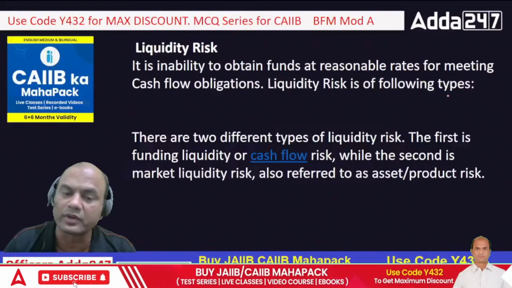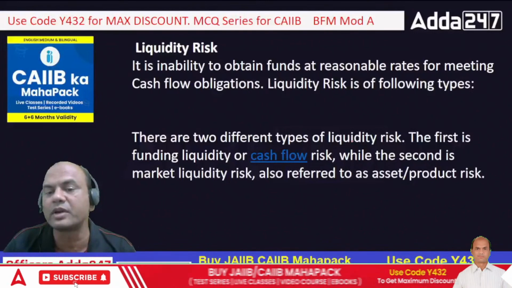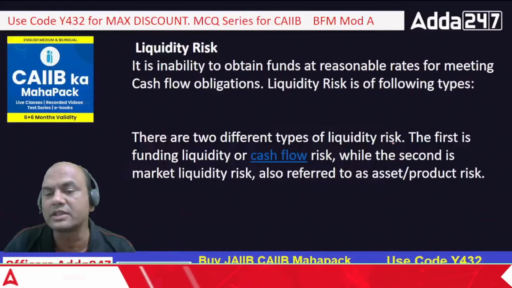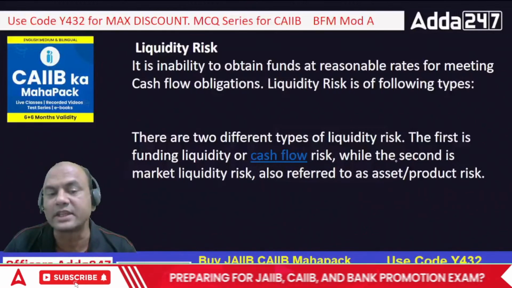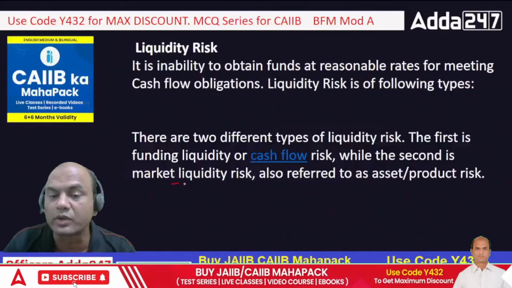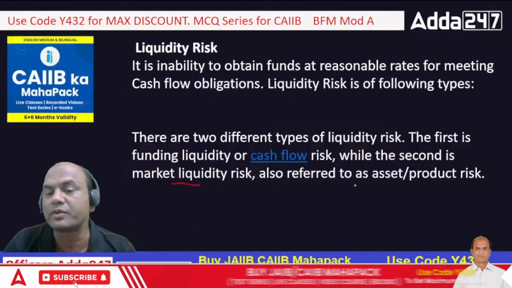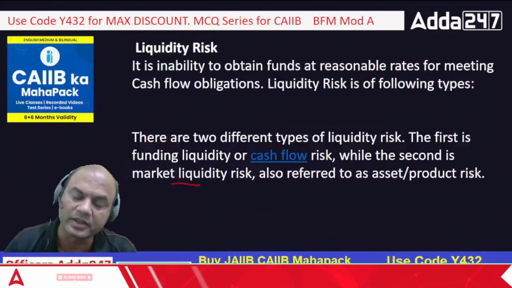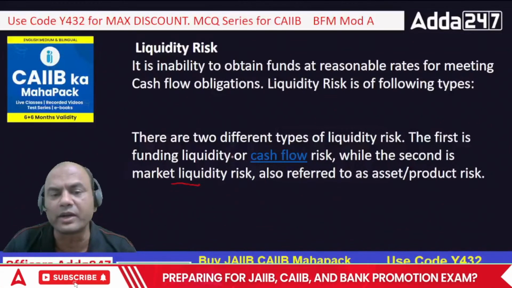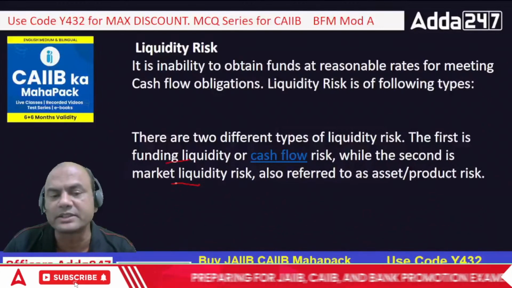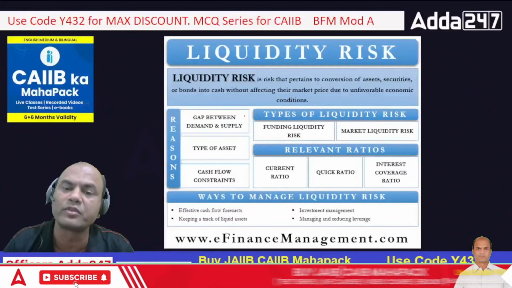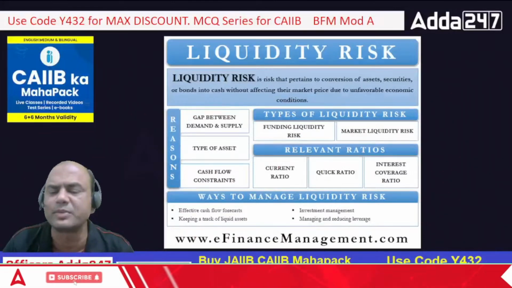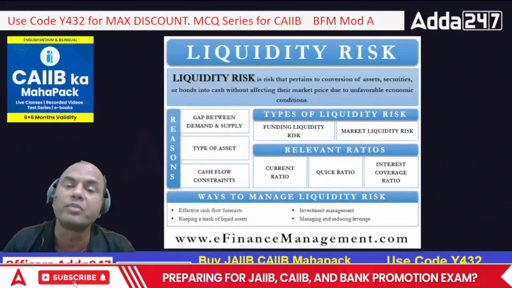Liquidity risk is of the following types. There are two types of liquidity risk. The first is funding liquidity or cash flow, while the second is market liquidity, means due to external factors, also referred to as asset product risk. Okay, so mainly funding liquidity is the important one, and second is market liquidity. Okay, let's look at this image. This will give you a better picture. It's from efinancemanagement.com. So important is this image.